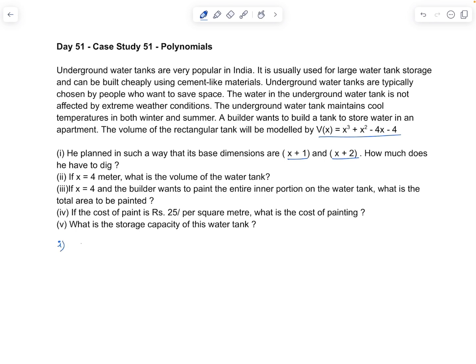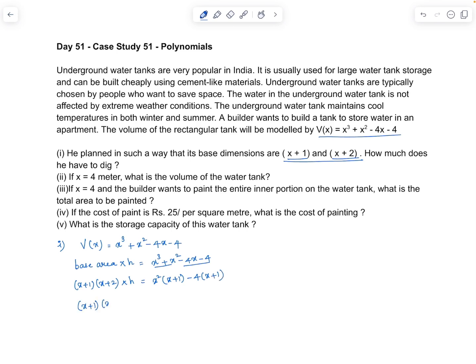From the question, let's take down the V of x. Volume can be written as base area times h, which is equal to x cube plus x square minus 4x minus 4. Base area is x plus 1 times x plus 2. These dimensions have been given in the question, times h. And the right hand side expression has to be factorized. By grouping, this can be written as x square times x plus 1 minus 4 times x plus 1, retaining the LHS as it is.